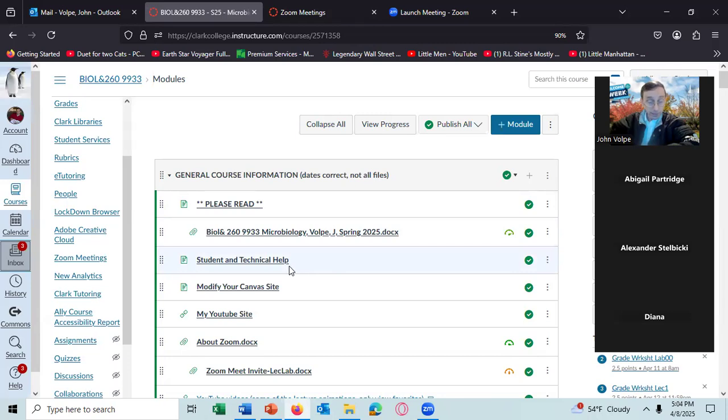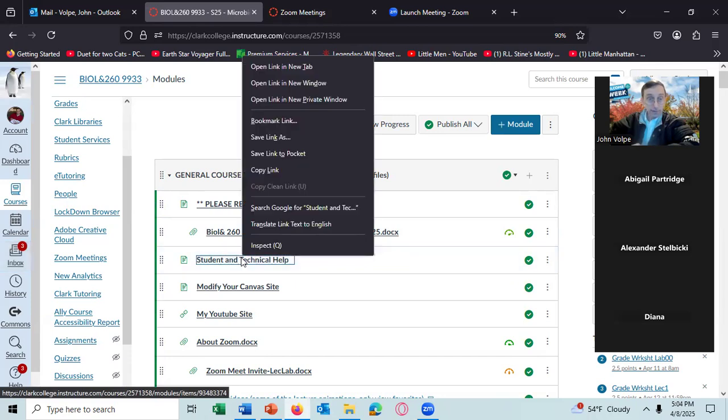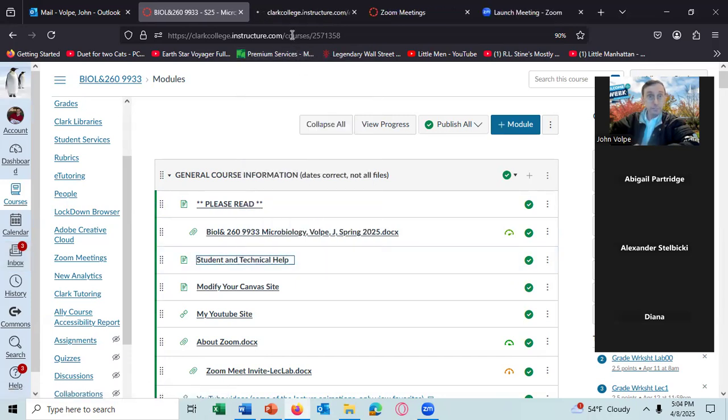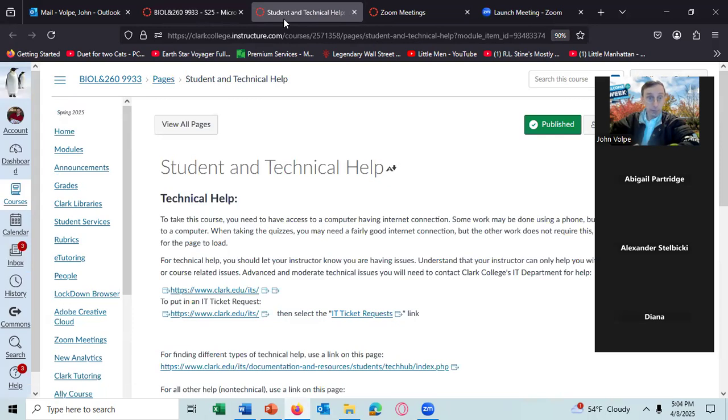There's some information for students getting technical help. Actually, let's go ahead and click into that. If you're having trouble with the website, you're having trouble with your computer, you're having trouble with anything technical, you should take a look at this and go to the clark.edu ITS website and put in an IT ticket if you request something to be done, or go to their website and get some help from them.